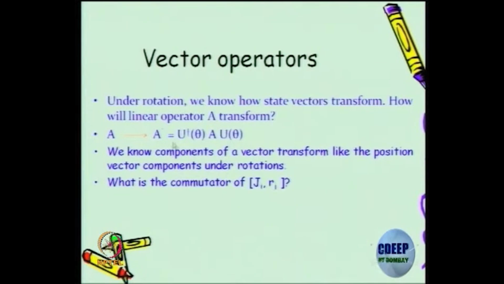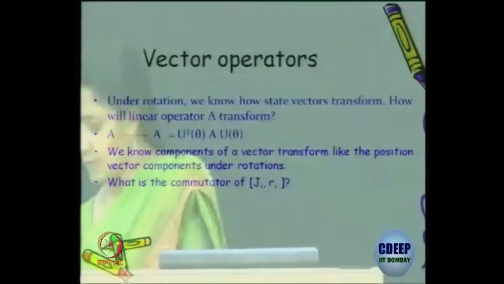Clearly, in the above equation, A prime is not A. You know how A prime changes also under rotation. From there you can deduce the commutator of angular momentum with the different position coordinates. Whatever I write for the components of the position operator should hold for any vector operator. Sure, you would have checked this. If you have not, you should go back and check this.